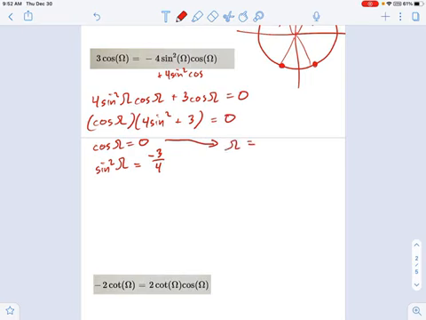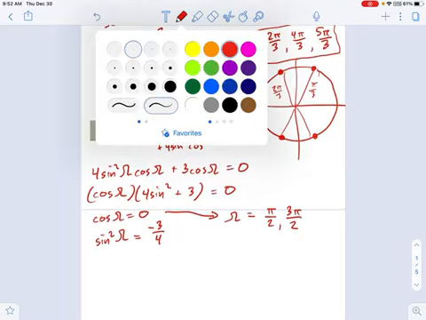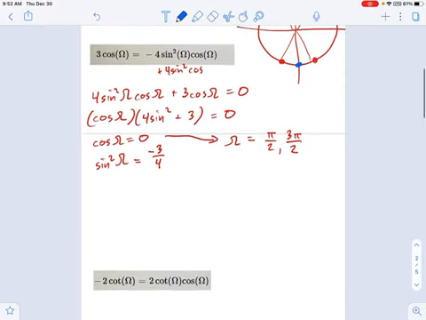That just means omega equals pi over 2 and 3 pi over 2. Those are the angles on the unit circle that lead to a cosine of 0. That's the x-coordinate. If I was talking about this unit circle up here, these are the points I'm talking about. Pi over 2 and 3 pi over 2, where the x-coordinate is 0.